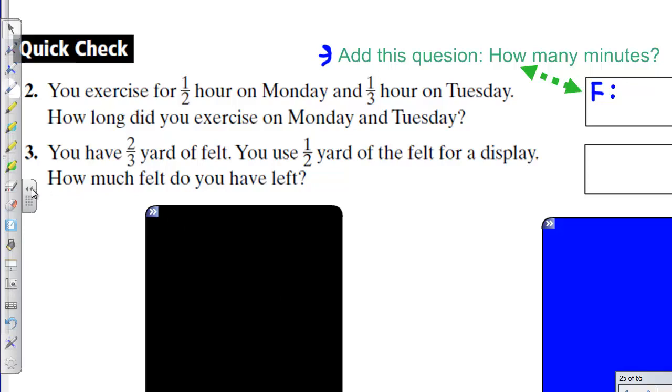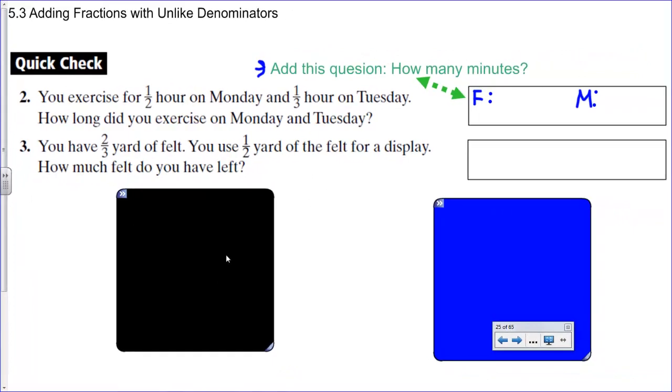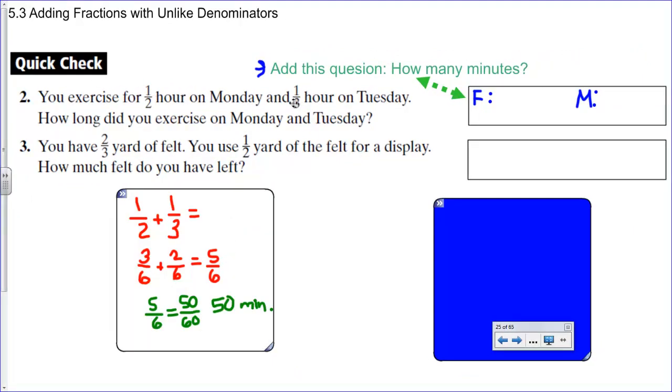Alright, let's take a look at how long you exercised, combined on Monday and Tuesday. 1/2 of an hour on Monday and 1/3 of an hour on Tuesday. So the common denominator would be 6. So 3/6 plus 2/6 is equal to 5/6. So you worked out for 5/6 of an hour, which in minutes, this is just a little bonus question for you, we know there's 60 minutes in an hour, so I want to change 5/6 to be out of 60. That's an easy equivalent fraction. I multiply by 10. So you worked out for 50 minutes between Monday and Tuesday.